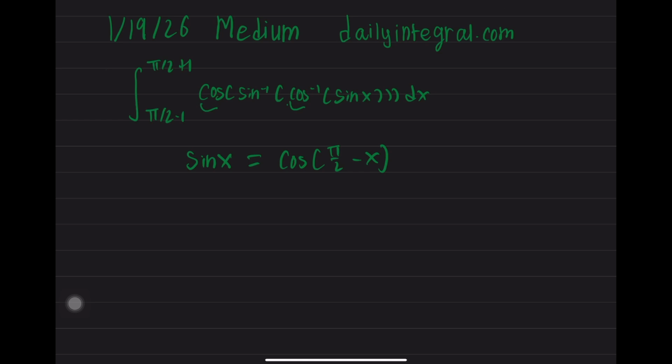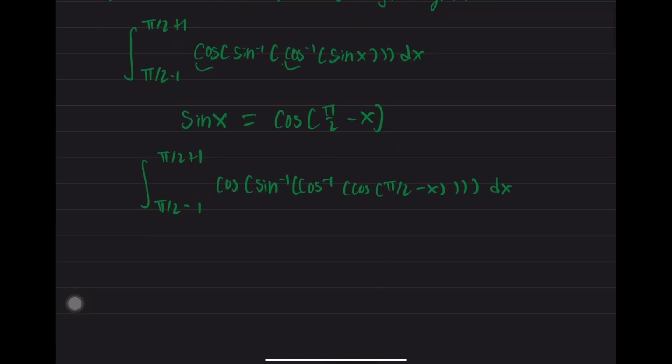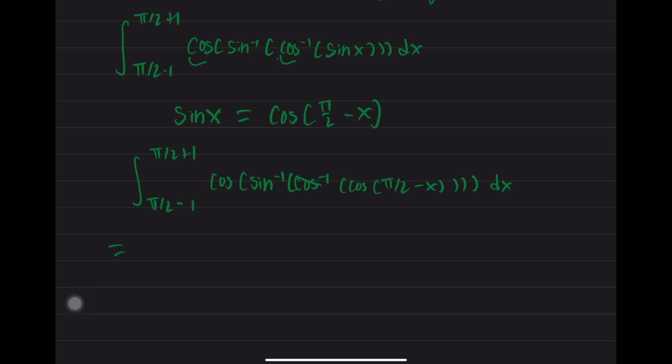Now, let's see what happens if we plug this in. The bounds become pi over 2 minus 1 to pi over 2 plus 1. We have cosine of sine inverse of cosine of cosine inverse of cosine of pi over 2 minus x. I'm probably going to put the wrong number of parentheses. Cosine inverse and cosine are going to cancel out. So we get the integral from pi over 2 minus 1 to pi over 2 plus 1 of cosine of sine inverse of pi over 2 minus x.